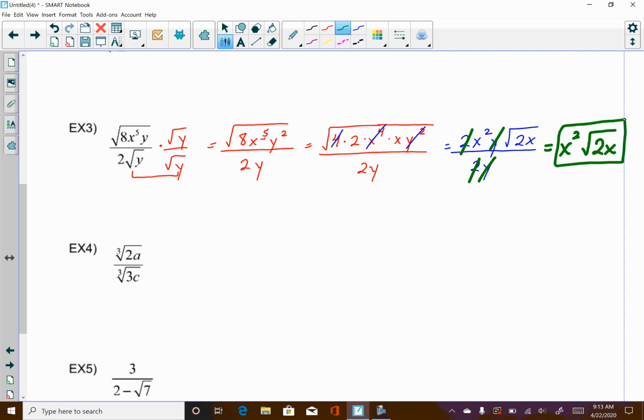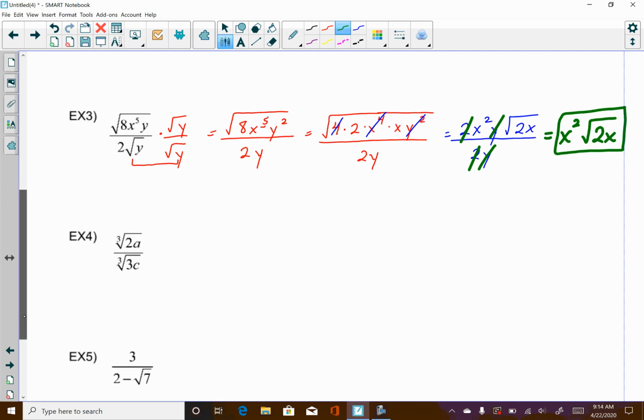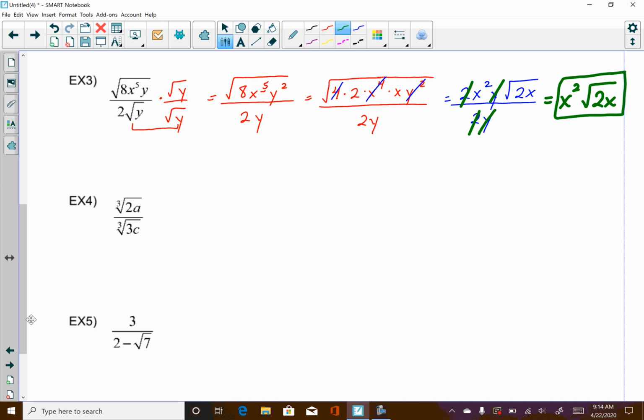Okay. I think I'm going to finish up this page with you because there's a little bit different things going on in both of these problems.